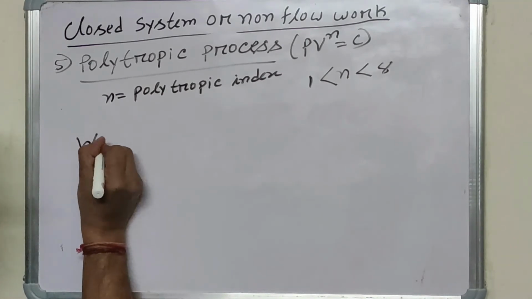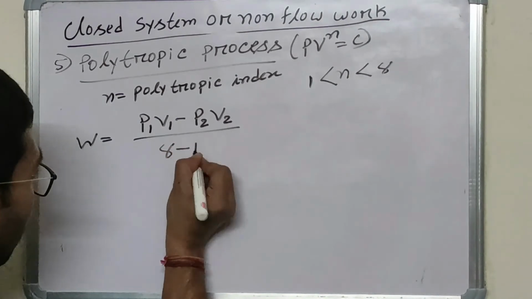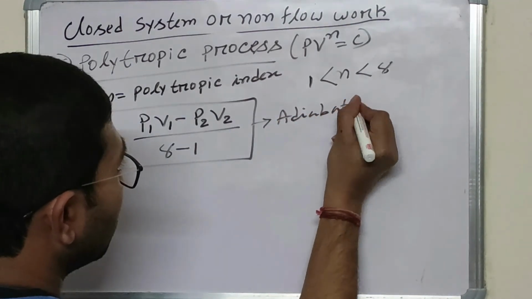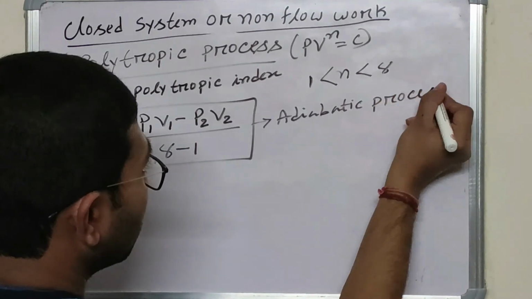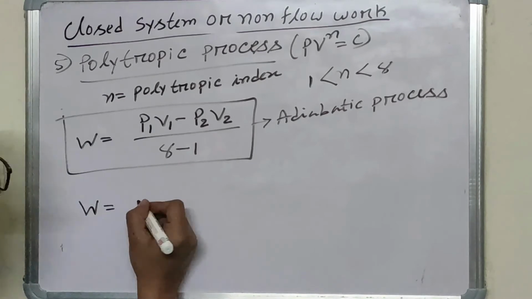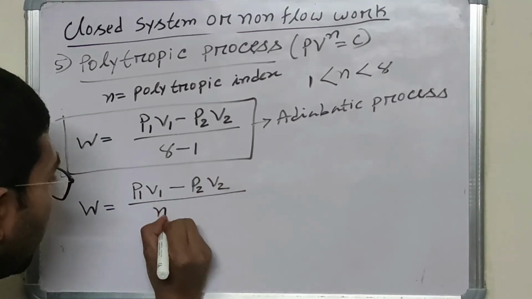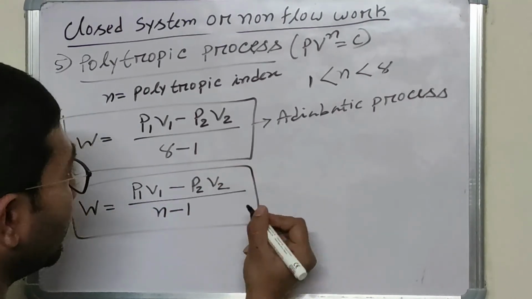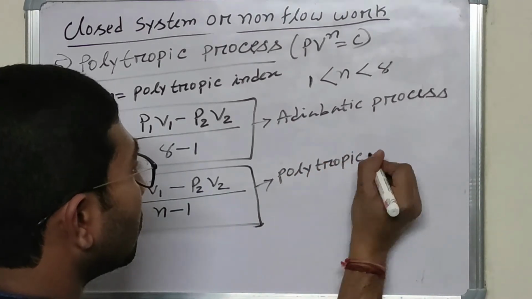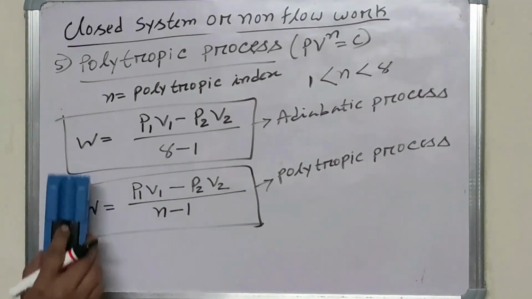In case of adiabatic process, the work done equal to P1 V1 minus P2 V2 divided by gamma minus 1. Gamma is the adiabatic index. You just have to replace the gamma with n for the work done in case of polytropic: P1 V1 minus P2 V2 divided by n minus 1. N is the polytropic index. These are the work done in the five cases.